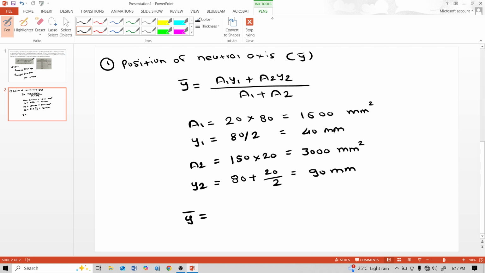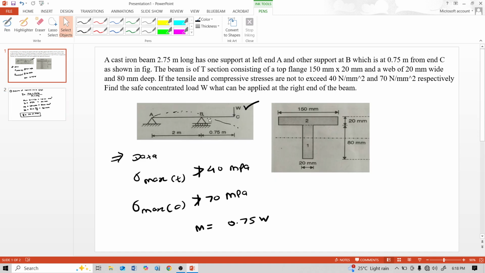Now calculate y bar, which is equal to 1600 multiplied by 40 plus 3000 multiplied by 90, divided by 1600 plus 3000, which is 72.61 mm. This is the position of the neutral axis. This 72.61 mm is the position of the neutral axis from the bottom for this T section.